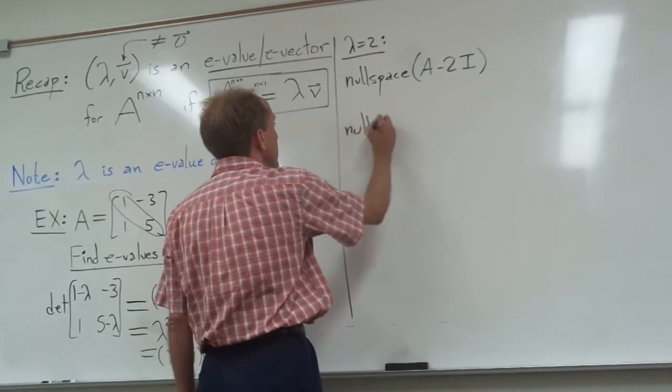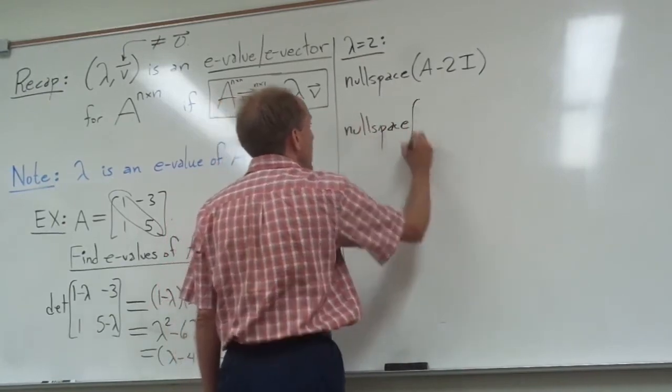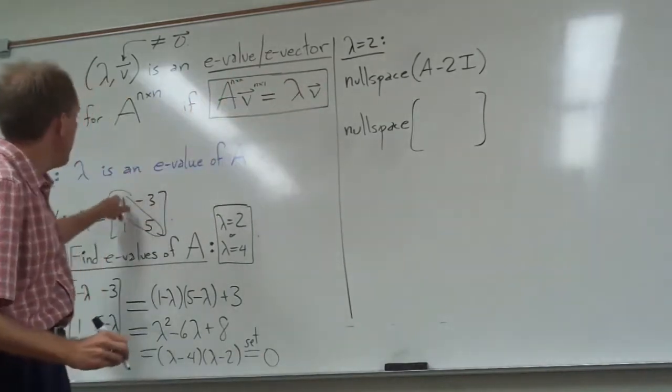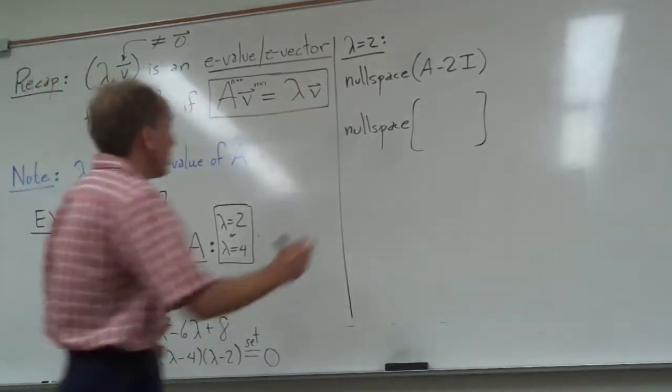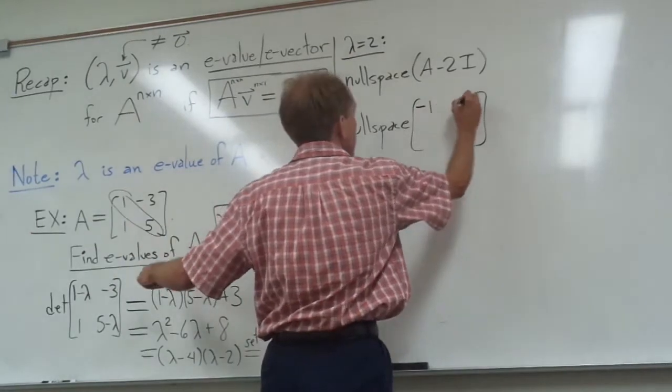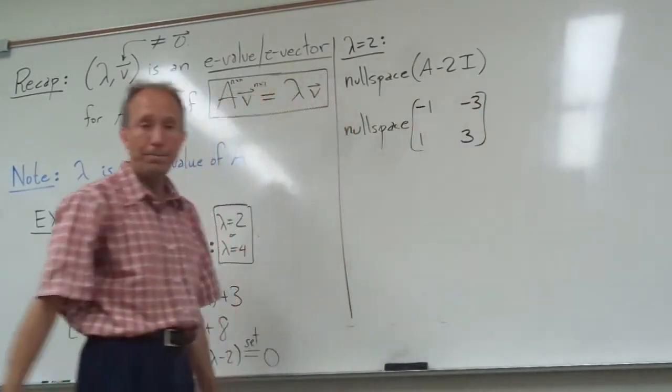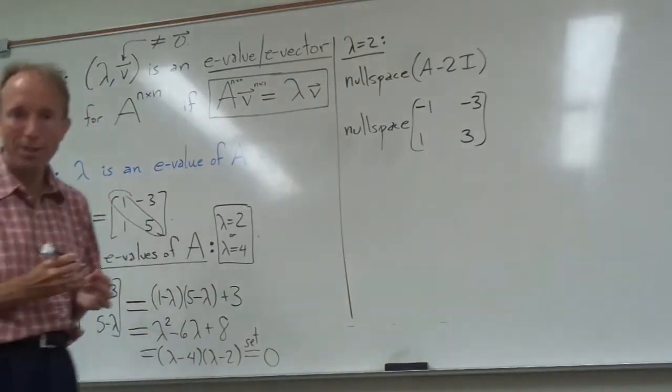Now, that just means that you're going to go back to the original matrix A, but you're going to subtract 2 from the main diagonal entries. So I'm going to subtract 2, so I'm going to get negative 1. And the other entries stay the same. I'm going to subtract 2 here as well. There's the matrix that we come up with.